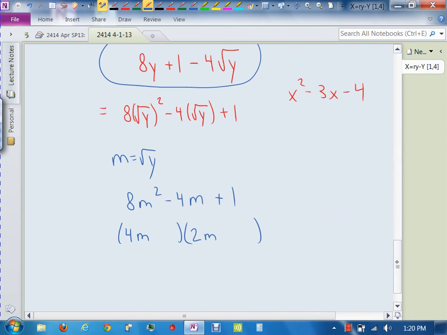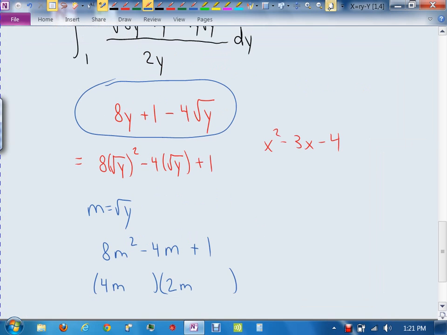Okay, anything after 5? No? Yes. Same section? Natural log cosine x? All right. This one's more like it. This one's more like what you'd see on a test.